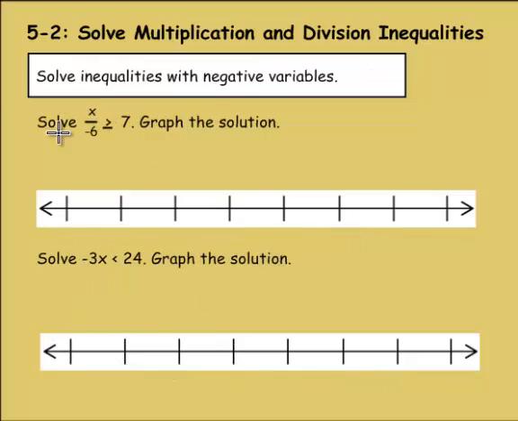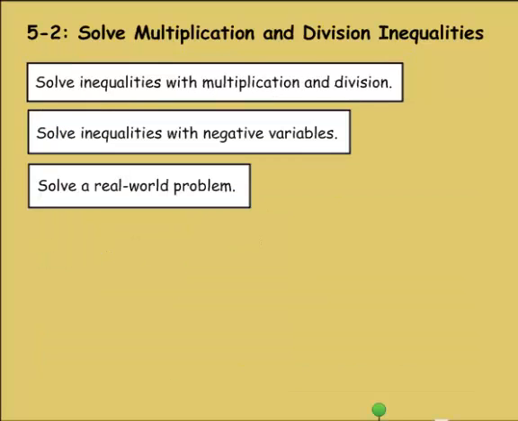Again, what happens when you have a negative variable? Well, that changes things. That's what makes it a little different from equations especially. For example, if I go back here, I have 8 is greater than 6, and that's a very true statement. However, if I treat both sides equally by dividing both of them by negative 1, I suddenly have negative 8 is greater than negative 6. That is not a true statement. Negative 8 is not greater than negative 6.